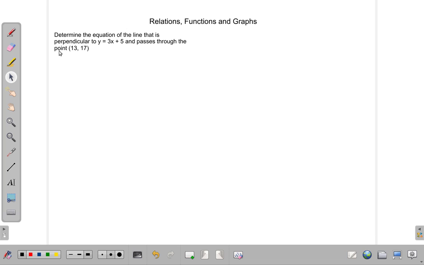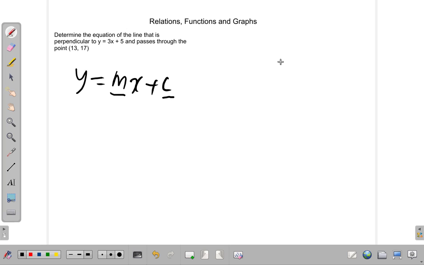Now, remember, this new line is in the form y equals mx plus c. You need to find the value for m and you need to find the value for c, and by doing that you get the equation of that line. You need m and you need c. Now the thing is, you can find m based on the information that is in the other line.